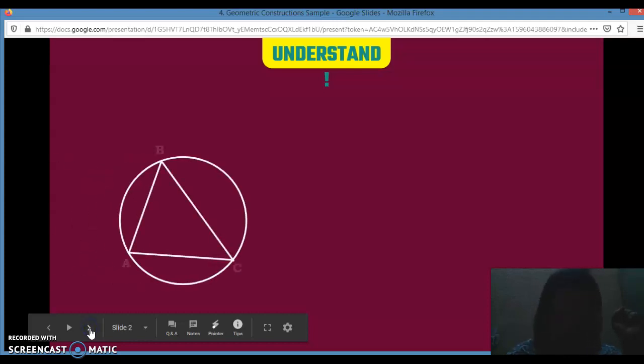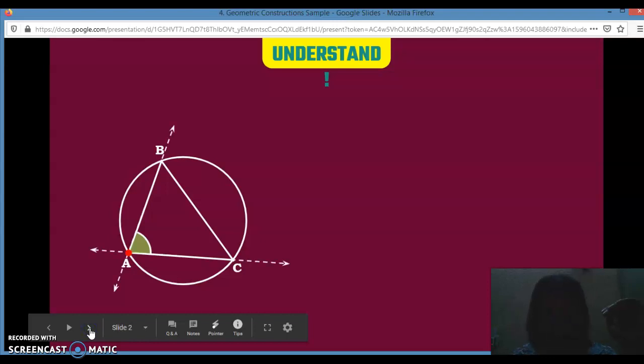This is a circle. This is a triangle. Triangle is inside the circle, so your circle will become circumcircle. This is one angle, angle BAC. As you can see in the picture, angle BAC.